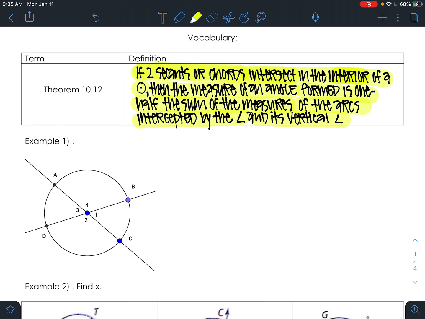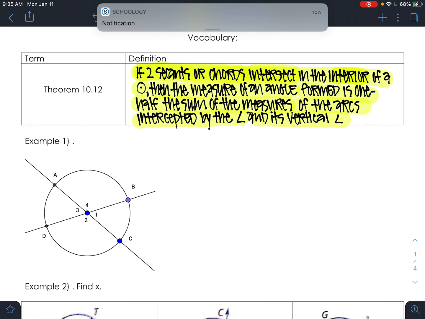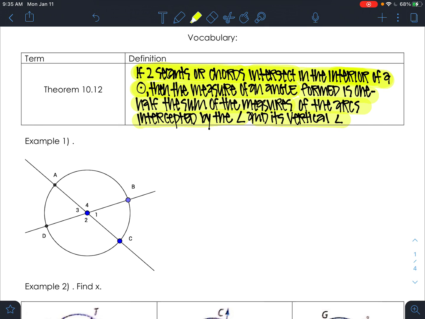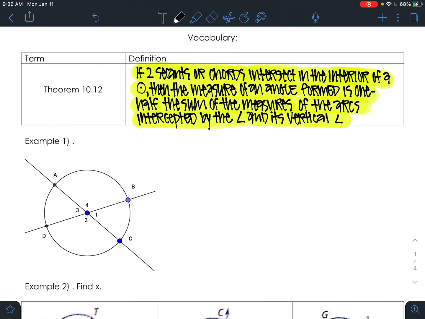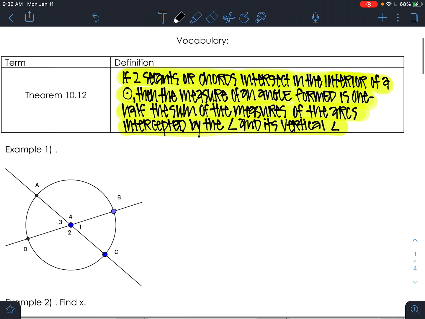All right, so one more time, let's go ahead and reread this. If two secants or chords intersect in the interior of the circle, then the measure of an angle formed is 1/2 the sum of the measures of the arcs intercepted by the angle and its vertical angle. Here's what I want to make sure we understand before we get started: the intersection of these two chords or two secants is not at the center of the circle. So what we're looking at today are not central angles. That's very important for us to recognize.